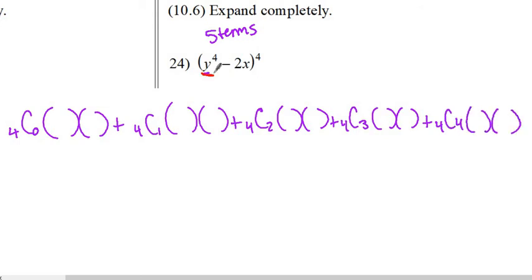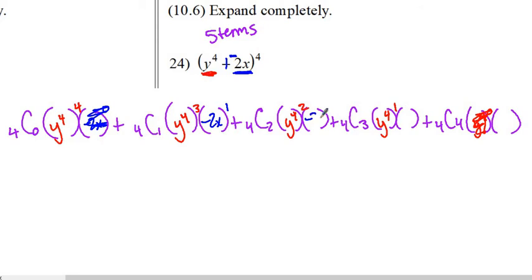Next thing is our first term is y to the fourth, and that's going to start out being raised to the fourth, then to the third, then to the second, and so on, following that pattern. The last one is to the 0, but again that equals 1, so we don't need it. All right, the next thing is, and I'm going to change that to plus negative 2x. We have negative 2x to the 0, which is 1, negative 2x to the first, then negative 2x to the second, negative 2x to the third, and negative 2x to the fourth.